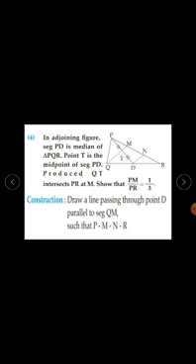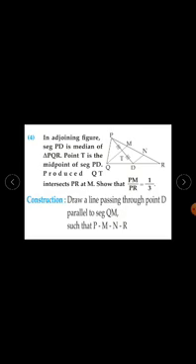Now, question number 4. In the adjoining figure, segment PD is median of triangle PQR. Segment PD is the median of triangle PQR means D is the midpoint of QR. Point T is the midpoint of segment PD, it is given. Produce QT to intersect PR at M. So, you have to show that PM upon PR equal to 1 upon 3. This you have to prove.